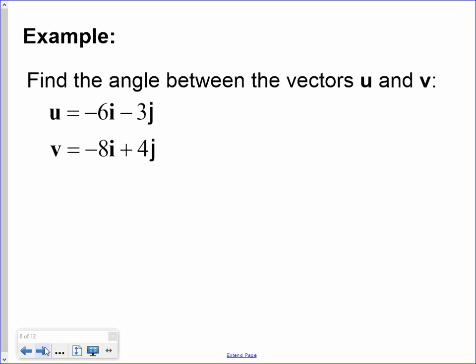So we're going to find the angle between the two vectors u and v, and u is negative 6i minus 3j. v is negative 8i plus 4j. Is that the example we did before? Oh, it's the same example. So that's my example from the dot product.